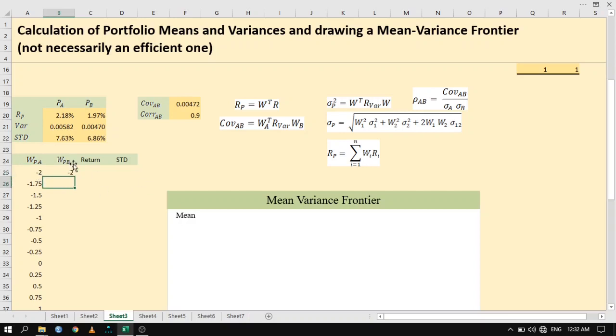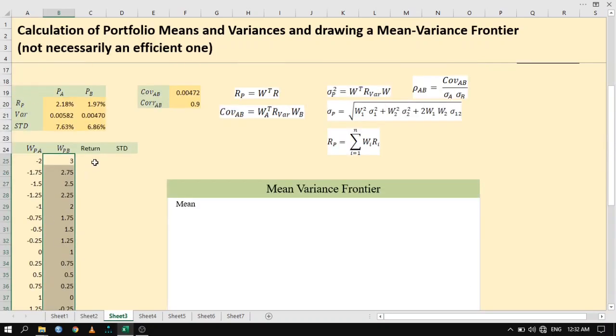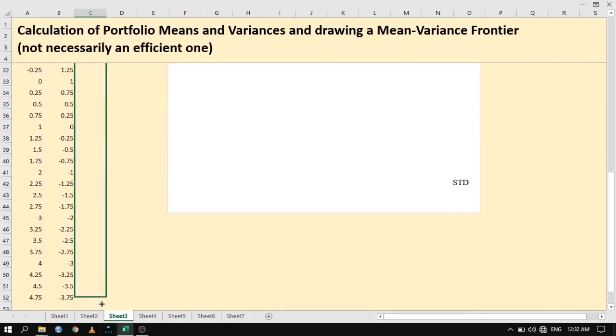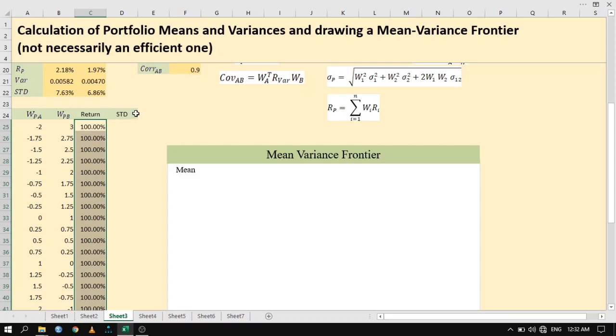So negative 2 plus positive 3 is equal to 1. I'm going to drag this down so you get these values. You can always verify this. The summation of these two should always be equal to 100%. So you can see it is always 100%. The summation should be equal to 100% or equal to 1.